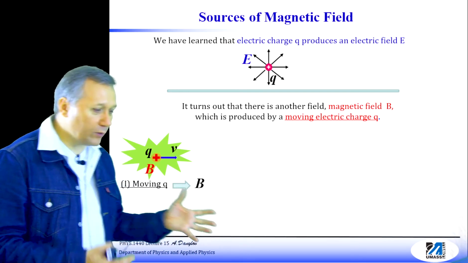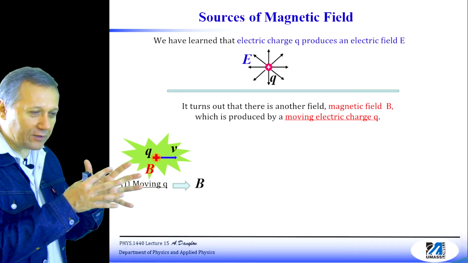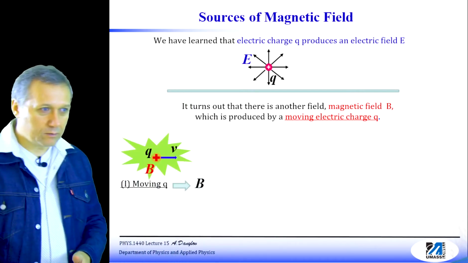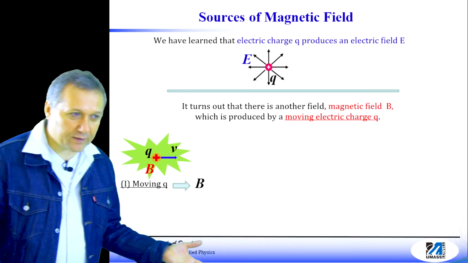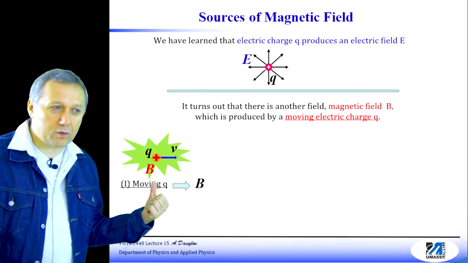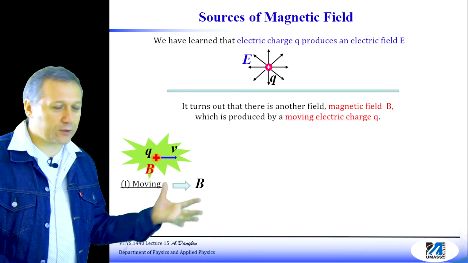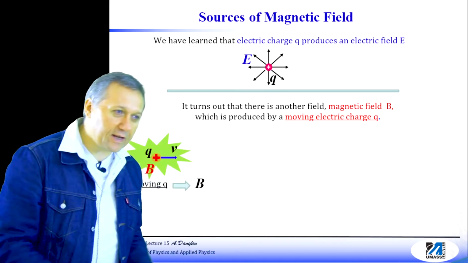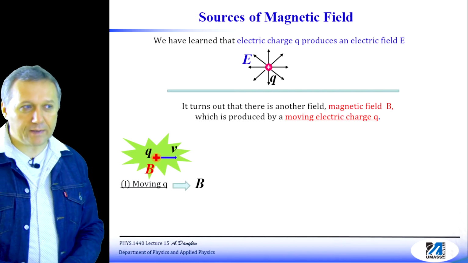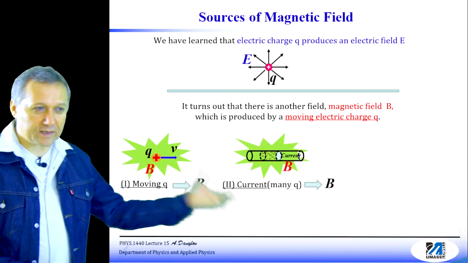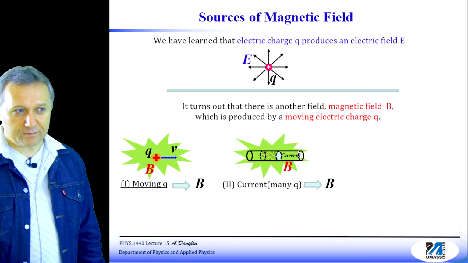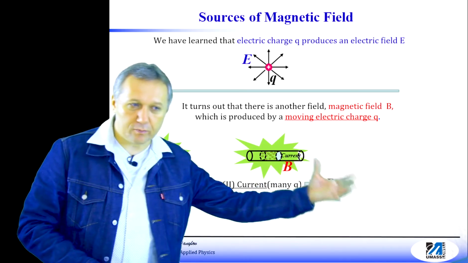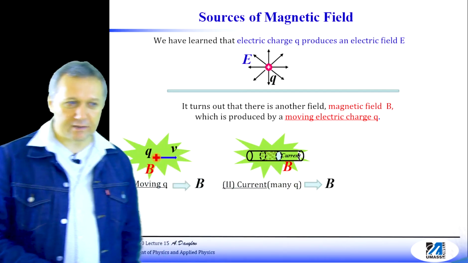Then what if you have a bunch of identical charges, for example a bunch of identical electrons drifting in the same direction? Of course, that is an electric current. Since each of those electrons produces its own magnetic field, there will be a net magnetic field produced by a current. So the second system, any wire with a current, is also going to produce a magnetic field.